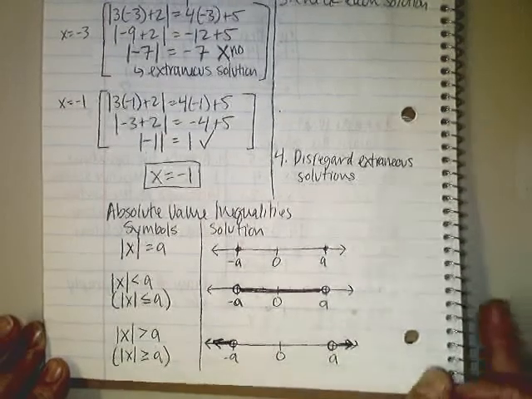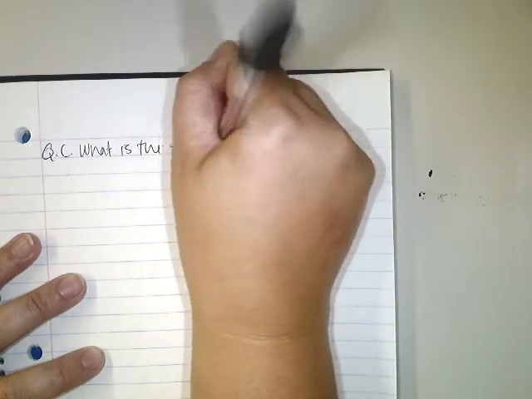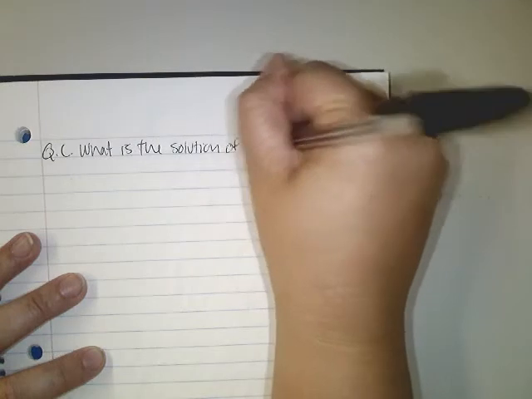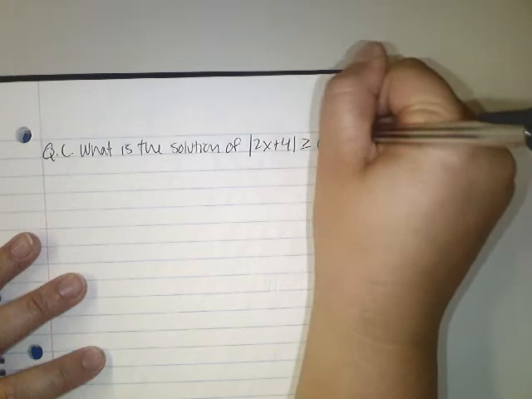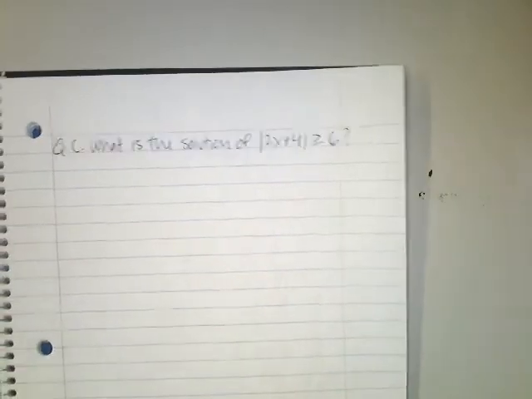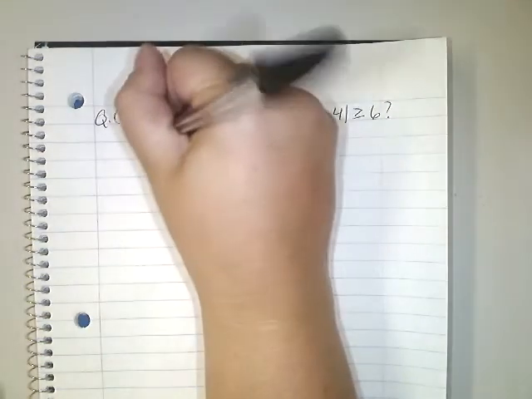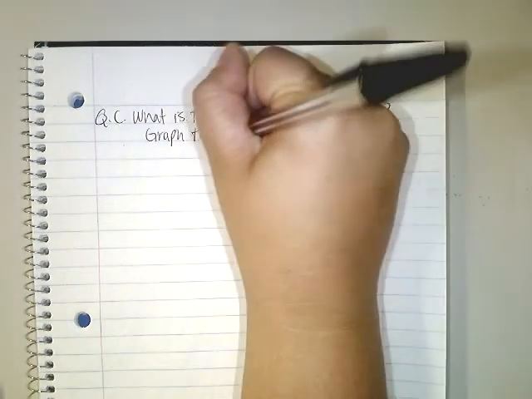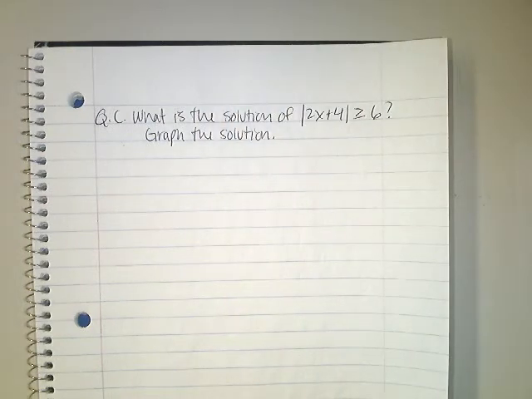All right, so let me do a very quick example. I'm going to do it as a quick check so you guys can try it on your own, since it's very similar to what we've been doing with that table. What is the solution of the absolute value of 2x plus 4 is greater than or equal to 6? Try this on your own real quick, pause it, go over it. I also want you to graph the solution. If you have not graphed the solution, please graph it as well. I'm going to go over it now.